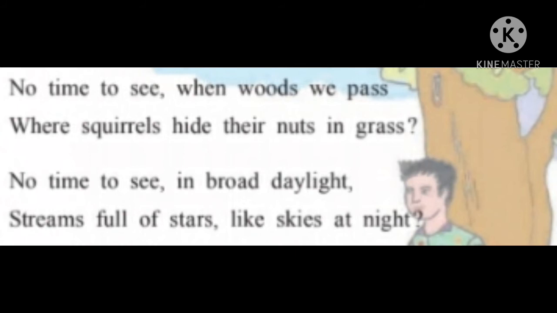Moreover, the poet says that streams appear to be full of stars, like the skies at night. Here the poet says that twinkling and sparkling streams are very beautiful things and we must not overlook them. Streams full of stars like skies at night is an example of simile because here a direct comparison has been made to the night skies. The rhyming words from this couplet are daylight, night. The rhyme scheme of this couplet is DD.